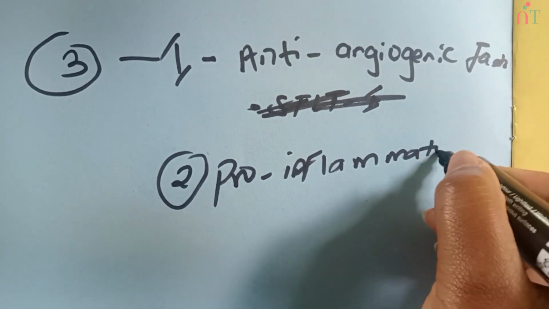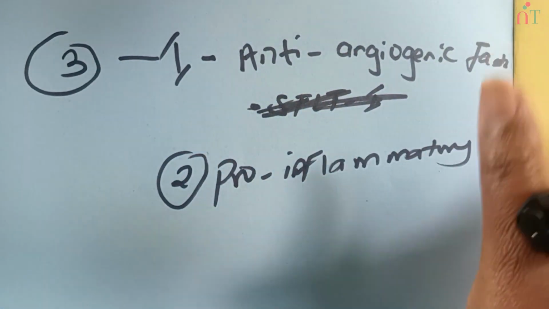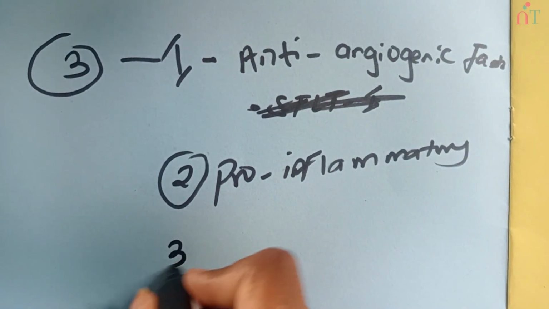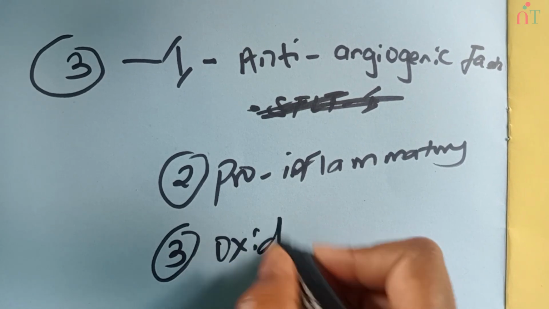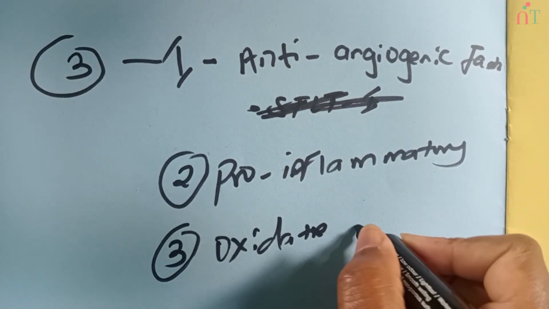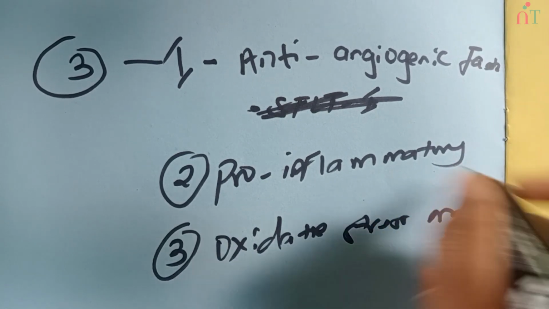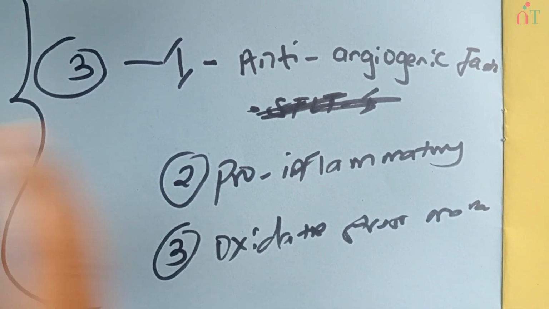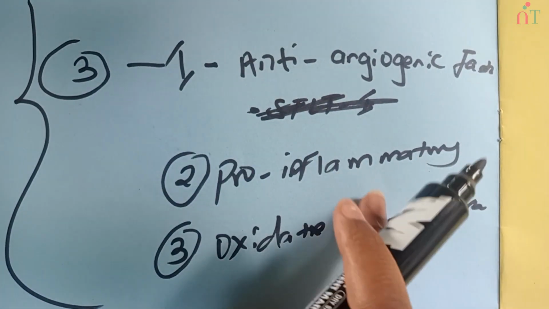These are the ones like interleukin 6, those ones are in the pro-inflammatory factors. And then number 3, they are called oxidative stress markers. So the work of these 3 inflammatory factors or molecules is to damage blood vessels, maternal blood vessels.